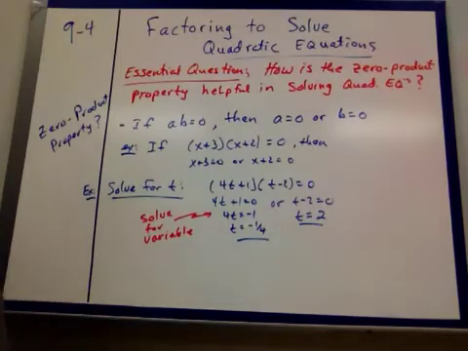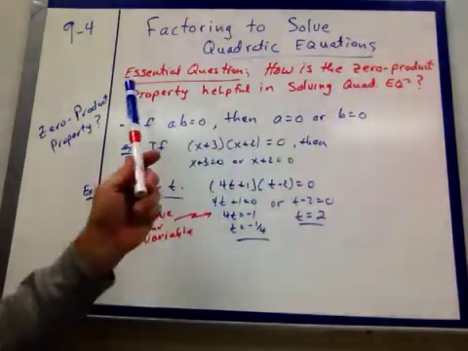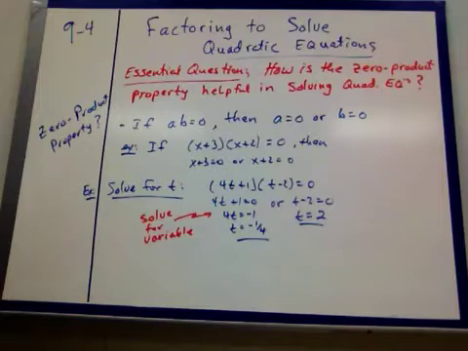All right, Algebra 1, here we go. 9-4, factoring to solve quadratic equations. Our essential question is, how is the zero product property helpful in solving quadratic equations?